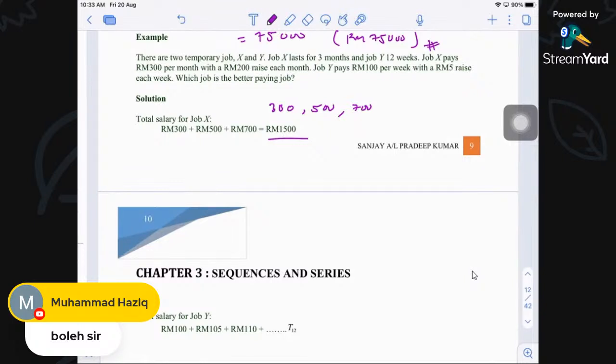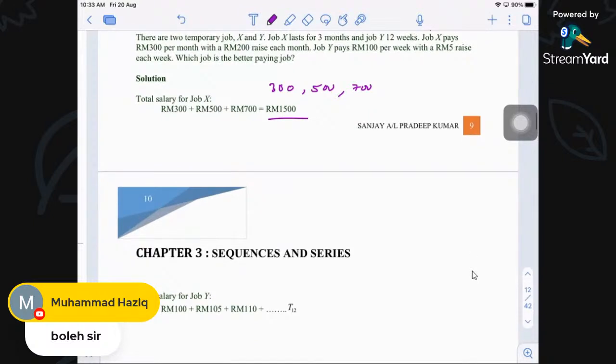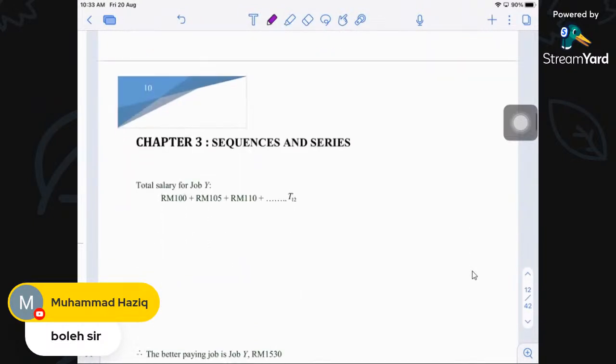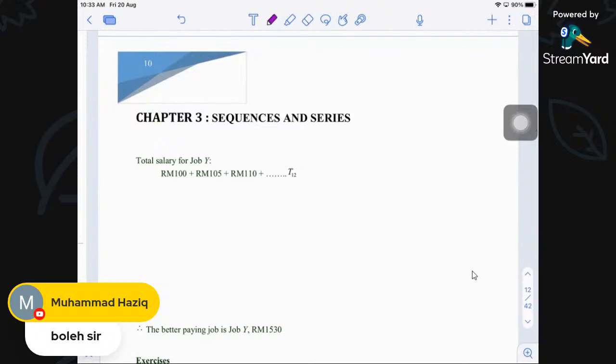Of course, you might tell me, sir, you never use the SN formula. So yeah, I don't have to use it, right? Not necessary, I must use, right? Correct or not? So I can straight away get it like this, just plus the three things. But for 12 weeks, if I want to plus that way, it is very hard, right? So I must find S12.